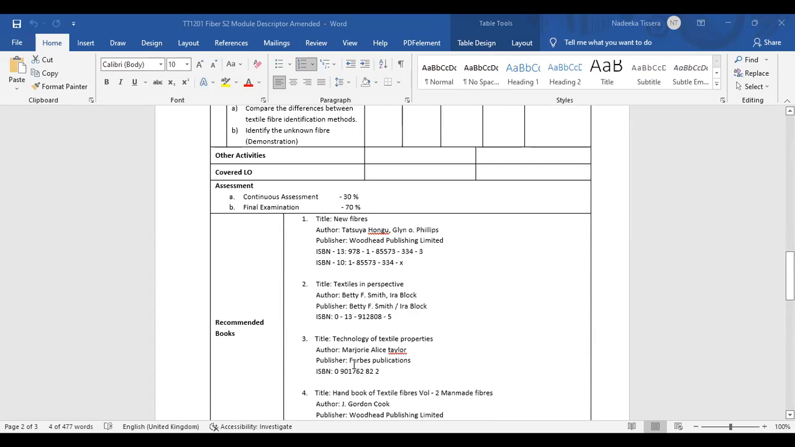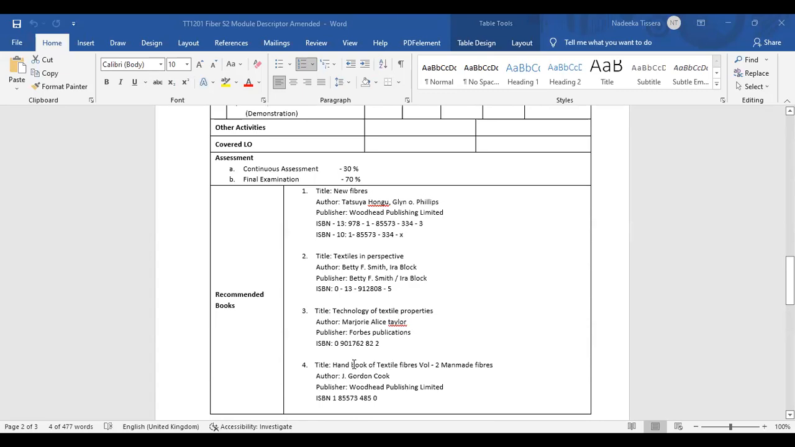And also, this part is very, very important. This part is very important. Have you all got registered to the library?